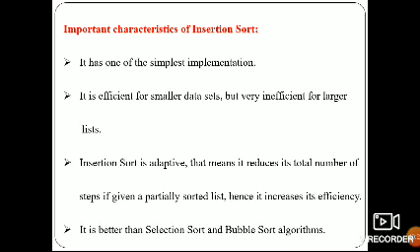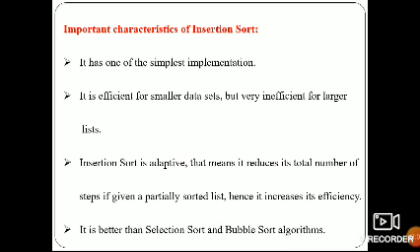Compared to bubble sort and selection sort, insertion sort is better. It is better because in bubble sort, from the starting till the end, we have to keep moving all the adjacent elements. While in selection sort, we have to search for the smallest element and then keep it in the first position.